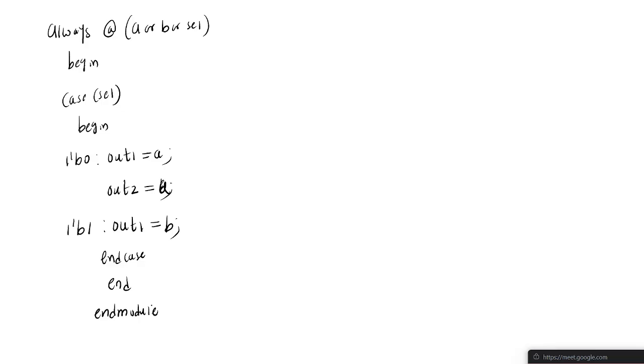Now can anyone tell me what is the output of this code? You have two inputs, A and B, and one selection line. Now what is the output, out1 and out2? What is out1? I am using 2 cross 1 now.